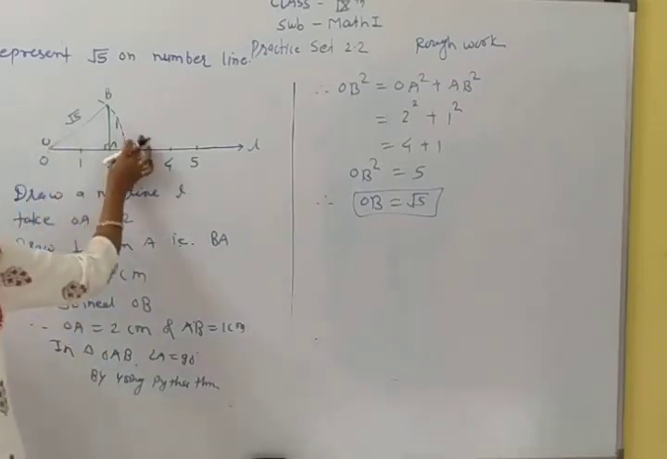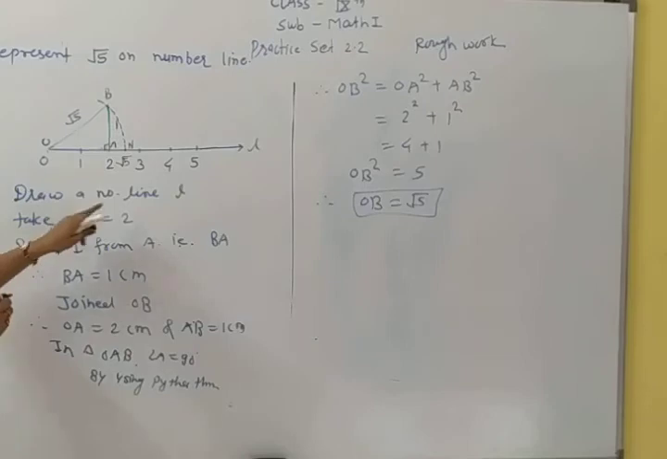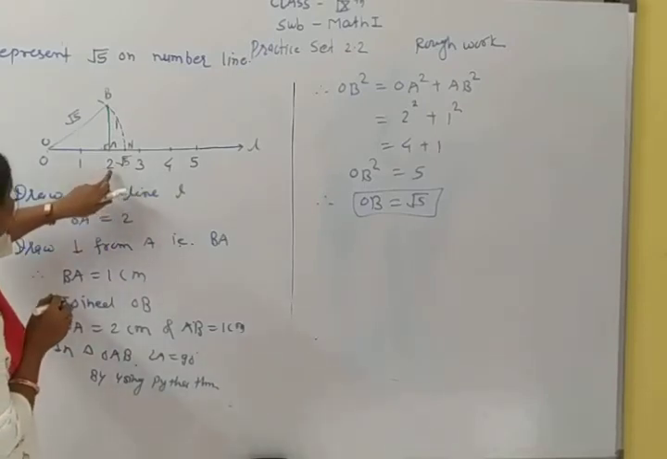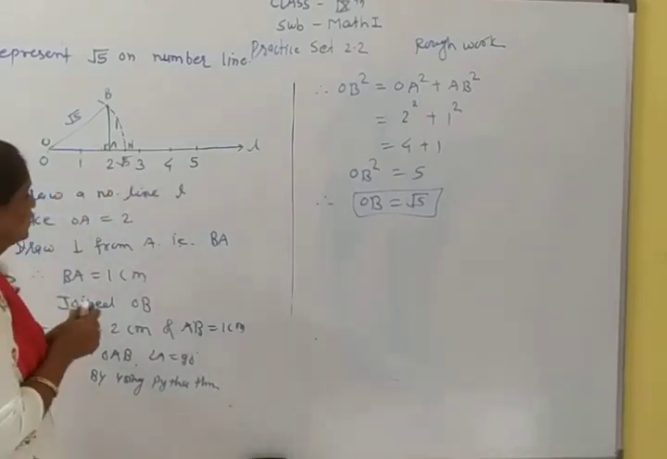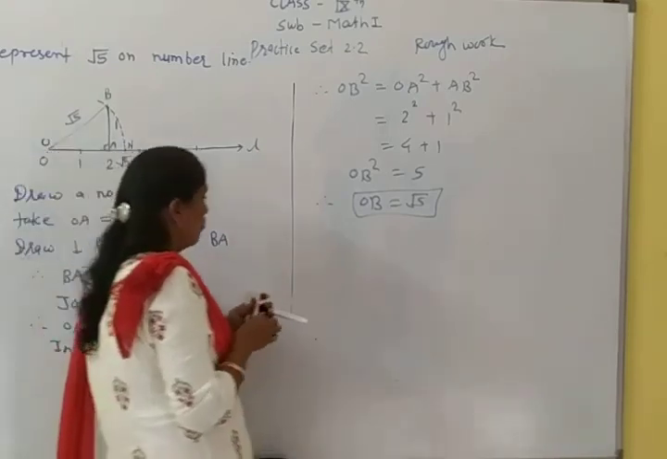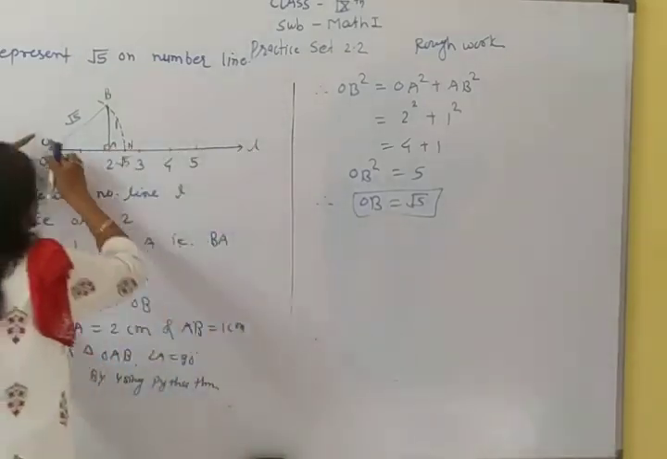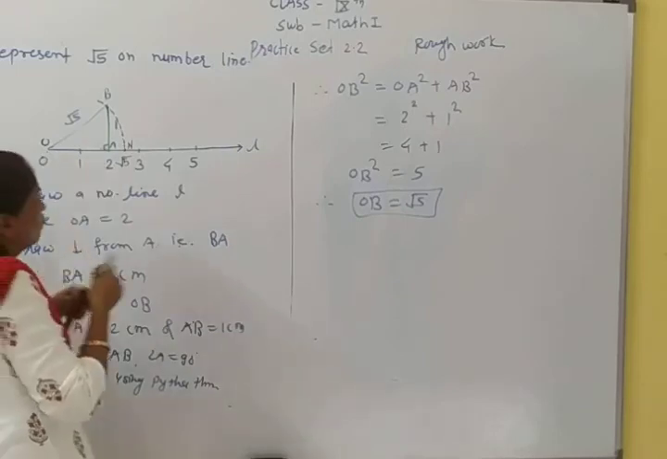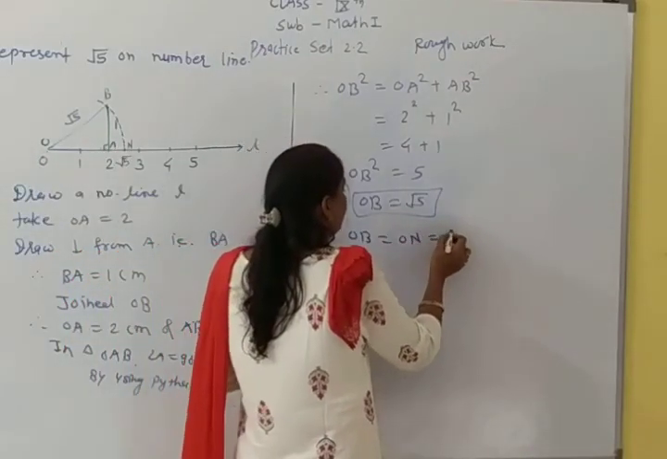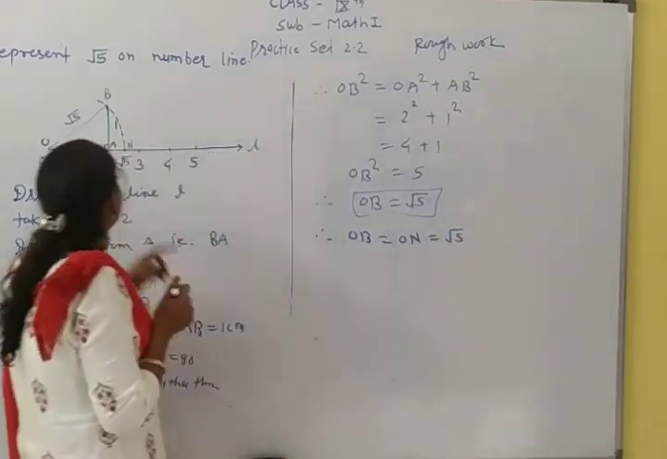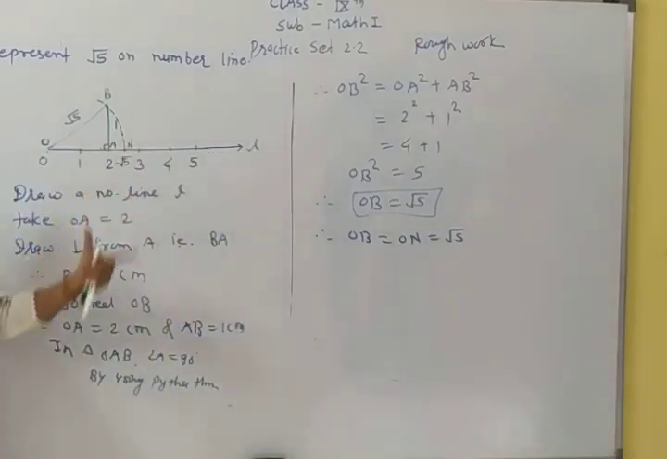So distance ON is root 5. So we represent root 5 on the number line. So here 2, after 2, then root 5. Therefore OB is equal to root 5 and OB equal to ON. OB is equal to root 5 and ON also root 5. Therefore OB equal to ON equal to root 5. Then this is our root 5 on the number line.